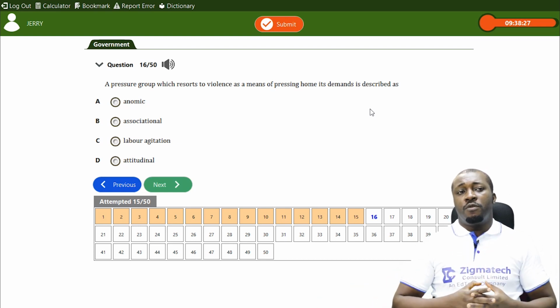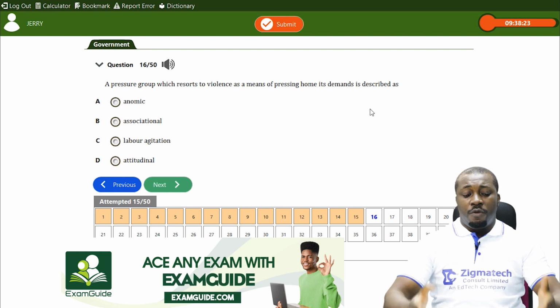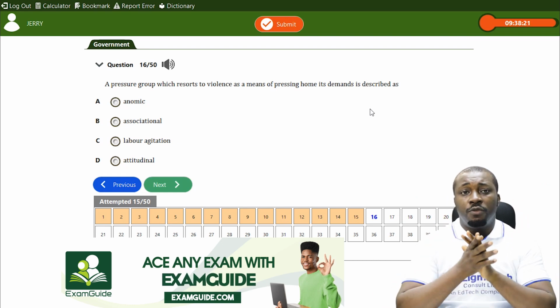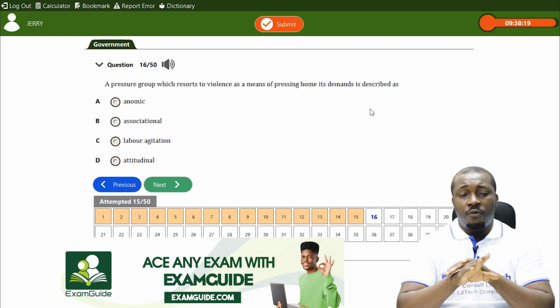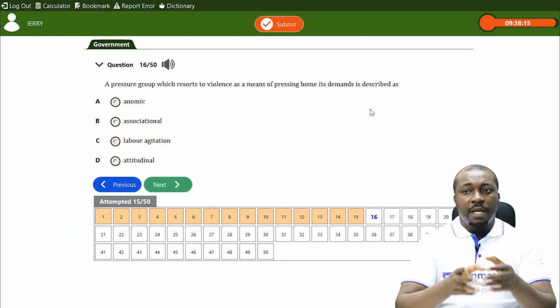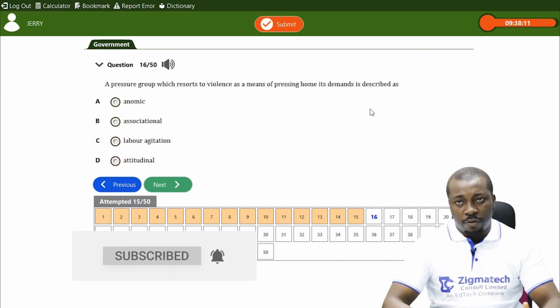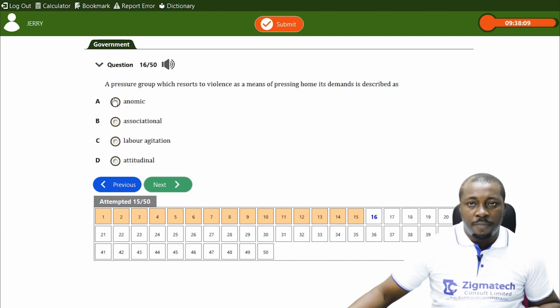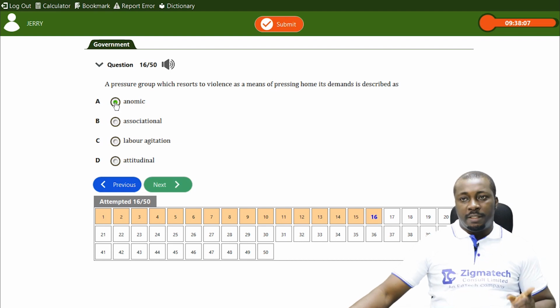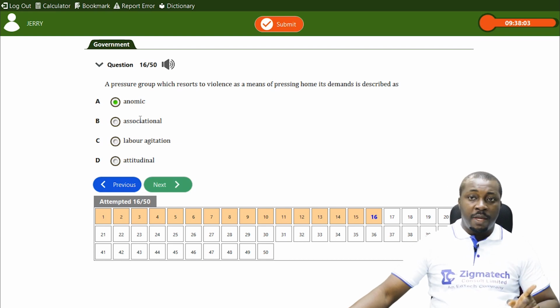Now, anomic pressure group is a pressure group that erupts spontaneously with the aim of using violence to achieve their goal. And once they achieve it, it ends there. The group ceases to exist. You normally see this group whenever you have riot, whenever you have mob actions. Now, anomic pressure group is the answer, because we say a pressure group which resorts to violence is seen as anomic.